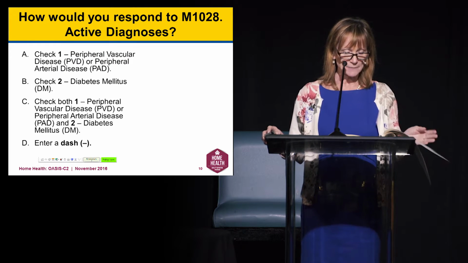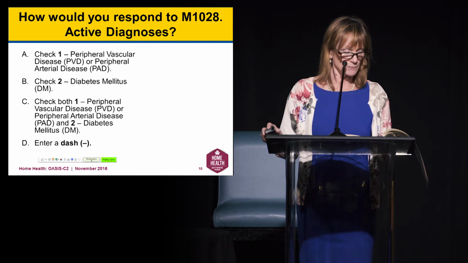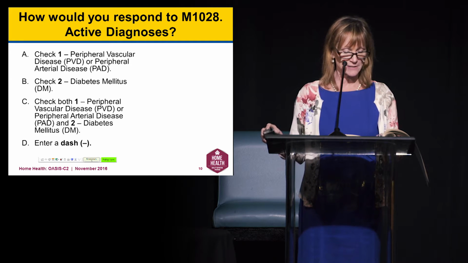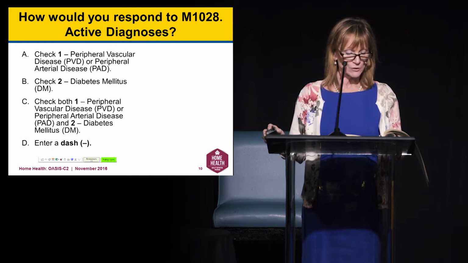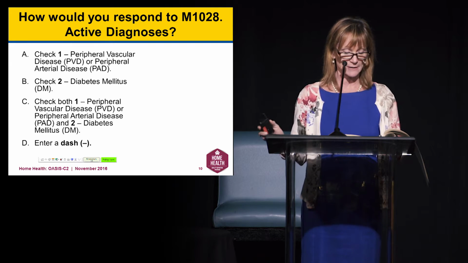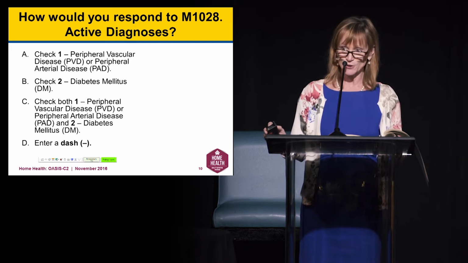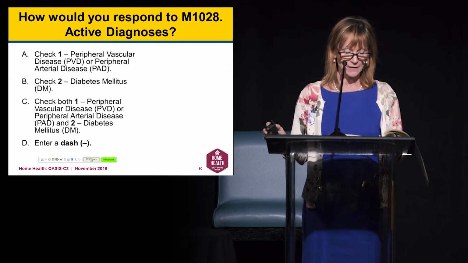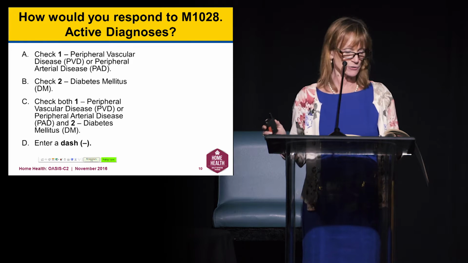So for this item, you'll be choosing, for Mr. W, you would choose A to check 1, that he had peripheral vascular disease and PAD. You would choose B for 2, diabetes mellitus. You would choose C to check both 1 and 2. And you would check D to enter a dash.